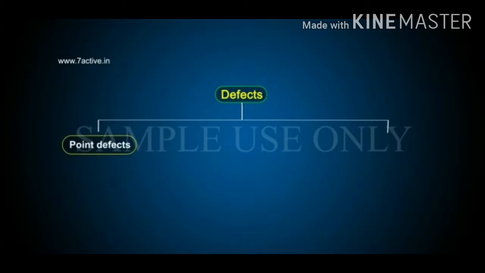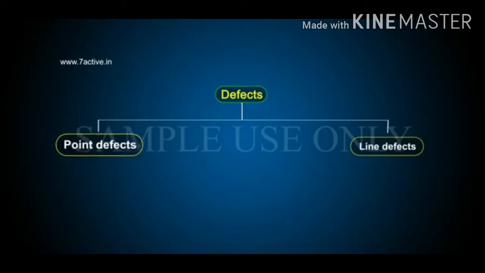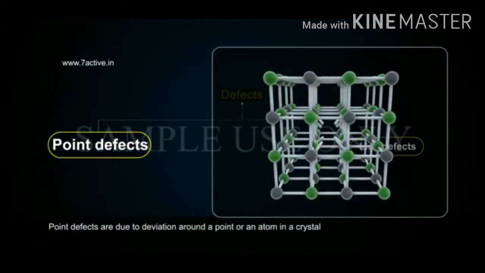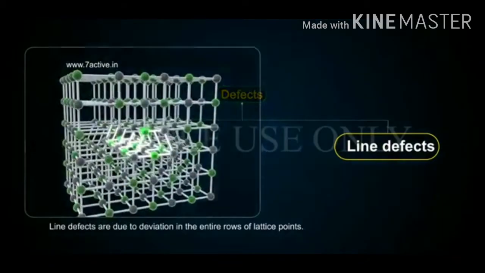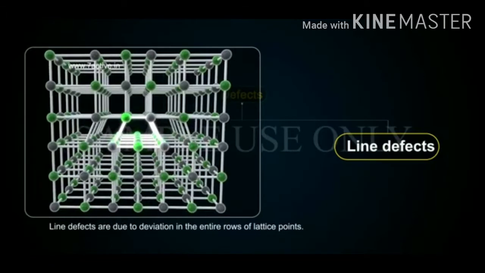Defects in solids. Defects are of two types: point defects and line defects. Point defects are due to deviation around a point or an atom in a crystal. Line defects are due to deviation in the entire row of lattice points.